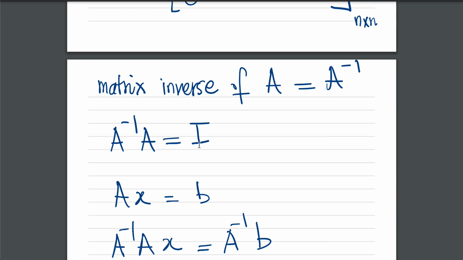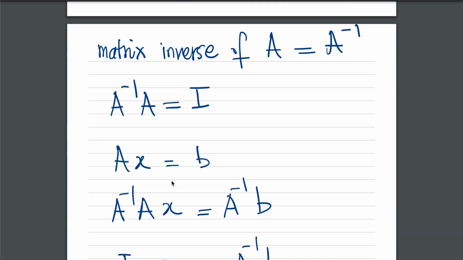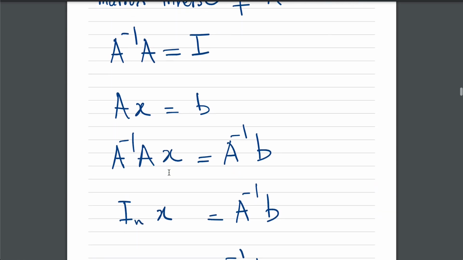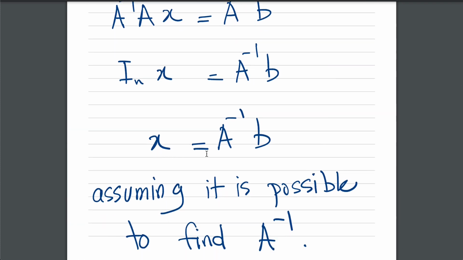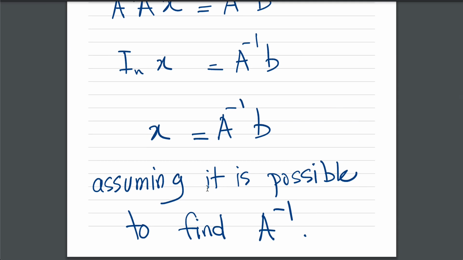And why is that useful? Because to solve this equation, we can multiply A minus 1 to both sides. So A minus 1 times A is identity. A minus 1 times B, this is itself a matrix, and then you multiply it by B. And you get another vector. So you can solve it, and you get X is equal to A minus 1 B. So, this is all assuming it is possible to find A inverse. There are conditions that need to be satisfied for this matrix to exist.